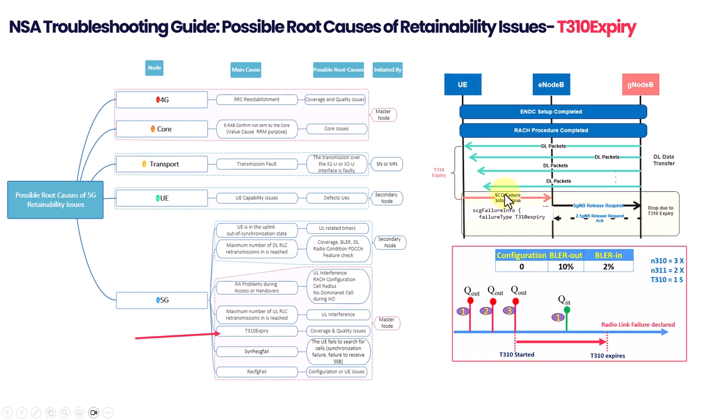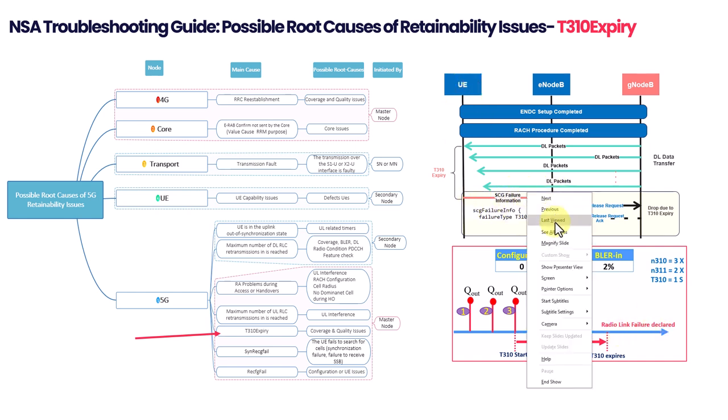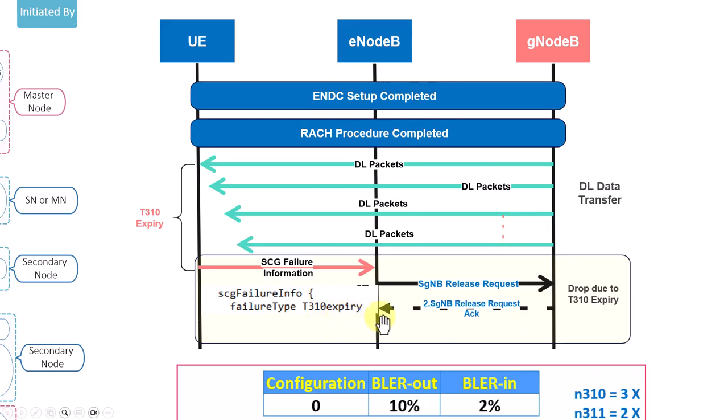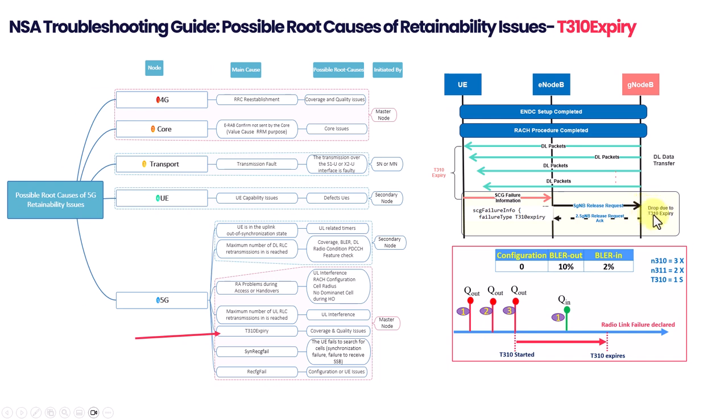The user will send SCG failure information again, as you can see if you zoom in here, with the same cause T310 expiry. Then the same procedures will follow from the NLB to the GNB to try to release the connection, and this is also dropped due to T310 expiry. Next one actually, this usually happens during quality issues or even coverage issues that can impact your block error rates, for example, for the BCH channel.